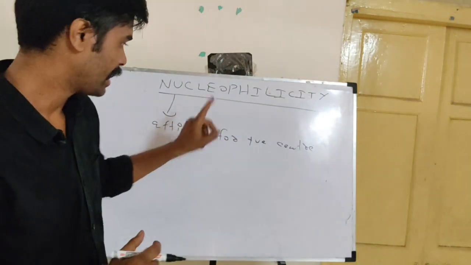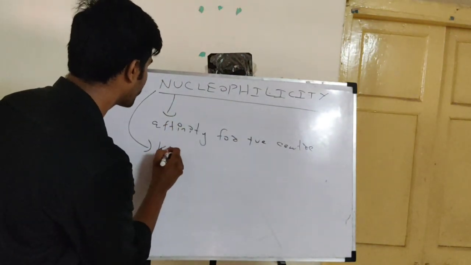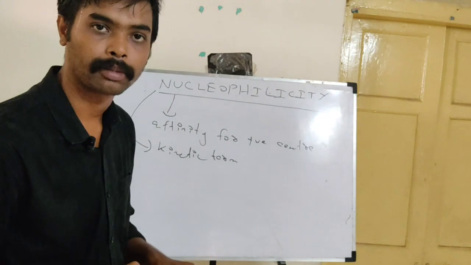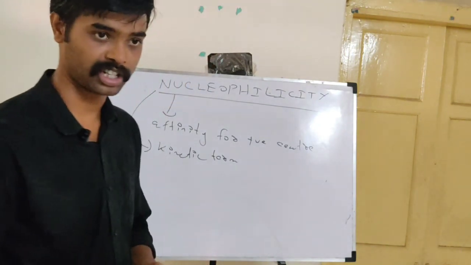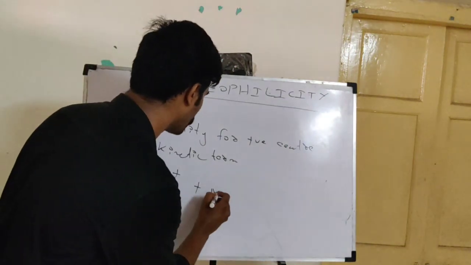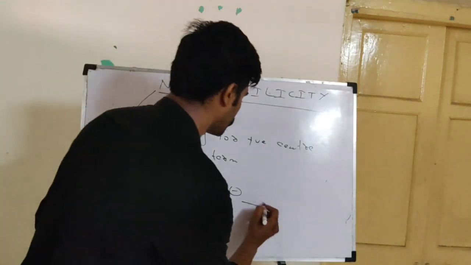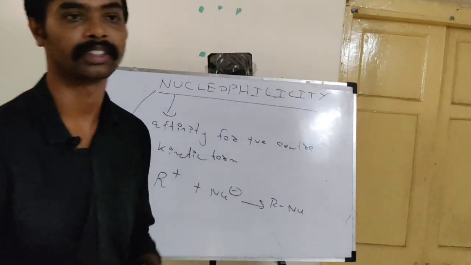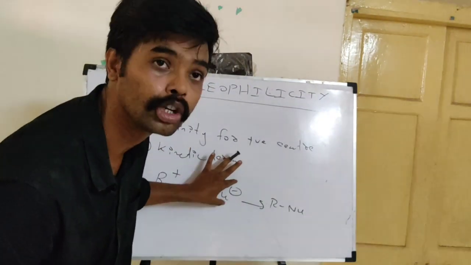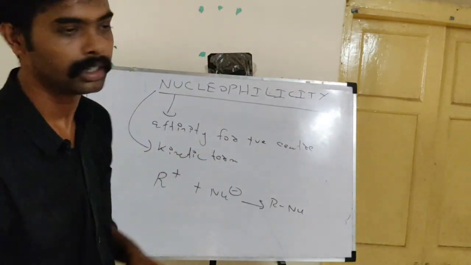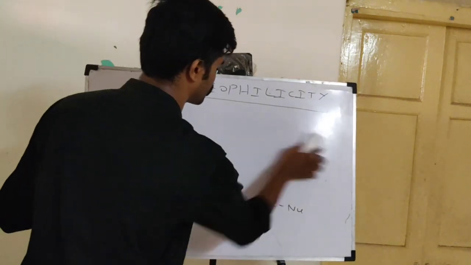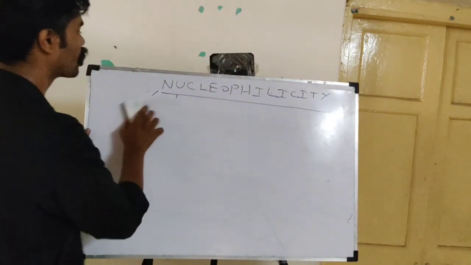Now what we need to understand is that nucleophilicity is a kinetic term. Whenever kinetics come into the picture, we speak about how fast the reaction happens. Say I have a positive center, R plus, and a nucleophile, and I'm going to form R and U. How fast this chemical reaction happens depends only on the nucleophilicity of this nucleophile, and that term is what is nucleophilicity. Now moving on, we'll see what are all the factors which are going to affect this nucleophilicity.